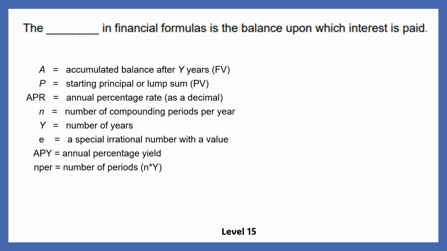I do want to highlight, in this example, it says the blank in financial formulas is the balance upon which interest is paid. But what is the balance you pay interest on? Well, that's going to be not the accumulated balance, but that's going to be your principal. So we're going to go ahead and say the P, or the principal, is our balance upon which we pay interest.